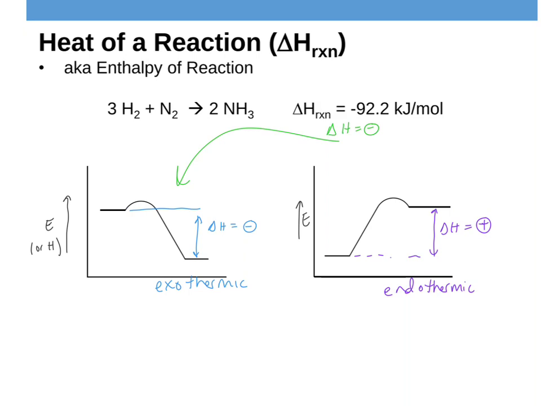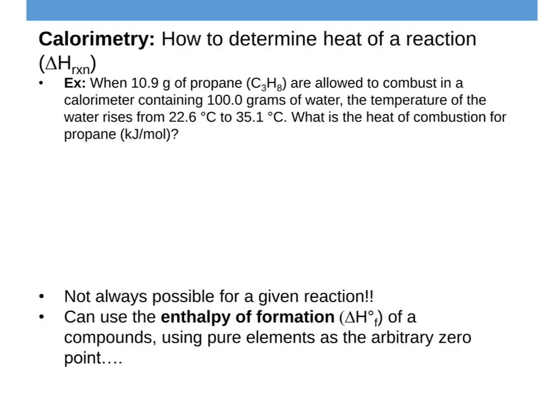Now the question is, how did we find this out? How do we know that the delta H, the heat of the reaction for the formation of ammonia, is negative 92.2? Well, let's talk about that. One way is what we were talking about before, which would be calorimetry.